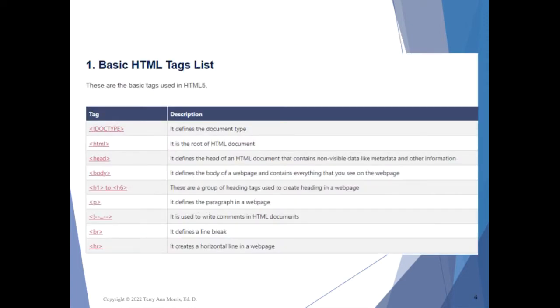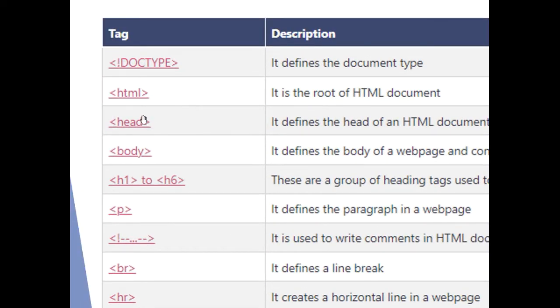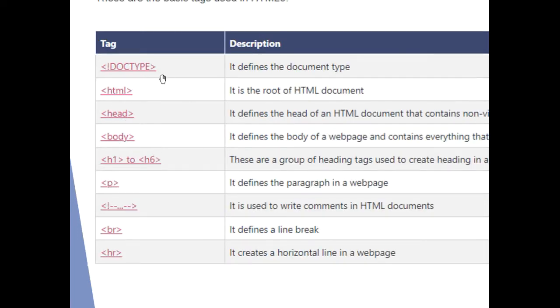First of all, we can see the basic HTML tag as number one. Zooming into the list, we can see the doctype, the HTML, we can see the head, as well as the body. Remember, we covered these tags in our first lecture.